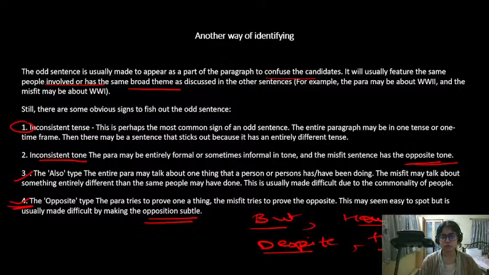Then there's also the "also" type. The entire paragraph may talk about one thing a person or persons have been doing. The misfit may talk about something entirely different that the same people may have done. This is usually made difficult due to the commonality of people. Again, same theme, but it's talking about also. So it's a new feature, a new example, a new piece of evidence. Also डाल दिया है, सटली छुपा दिया है, क्योंकि बात तो पीपल की हो रही है या एक सर्टेन कीवर्ड की हो रही है. So kindly be careful of also and opposite type sentences.